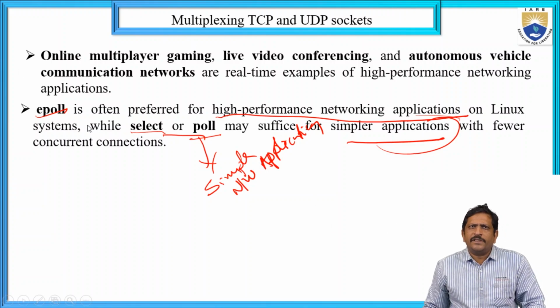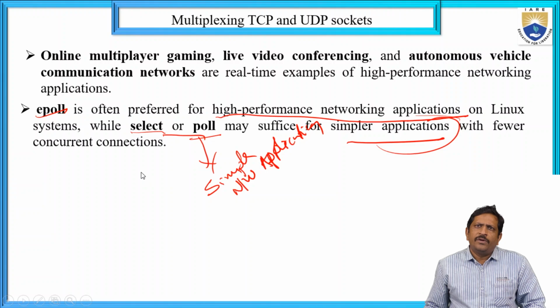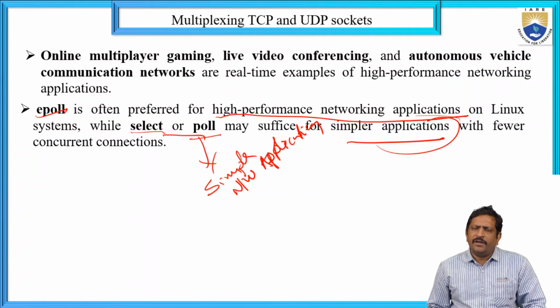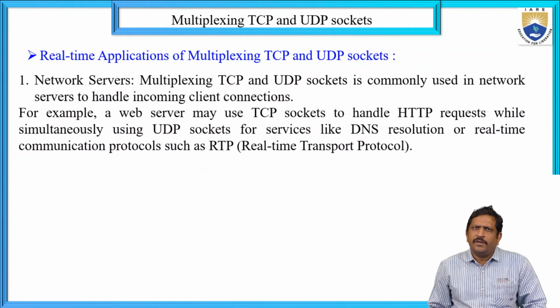If you are utilizing the ePoll system calls, the network has many concurrent, many parallel connections. Why? Because in the sense of multiplexing, many parallel connections can be utilized and handled. Whatever signals we have multiplexed can be converted into a single stream of messages or information.